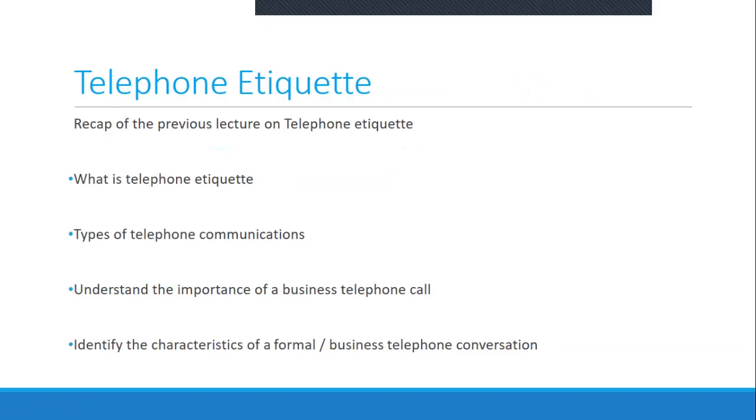So before I move on to today's lecture, let me briefly recap the previous lecture on telephone etiquette. In our previous lecture, I covered a few important points. One of them was that I explained what is meant by telephone etiquette. Then I talked about types of telephone communications. There are two types: formal telephone communications and informal telephone communications. Then I explained the importance of a business telephone call, and the characteristics of a formal or business telephone conversation were discussed in our previous lecture.